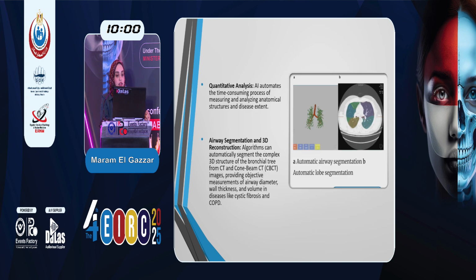Quantitative analysis: AI automates the time-consuming process of measuring and analyzing anatomical structure and disease extent. Airway segmentation and 3D reconstruction. Algorithms can automatically segment the complex 3D structure of the bronchial tree from CT and cone beam CT, providing objective measurement of the airway diameter, wall thickness, and volume in diseases like cystic fibrosis and COPD.